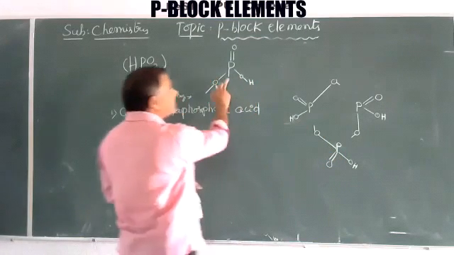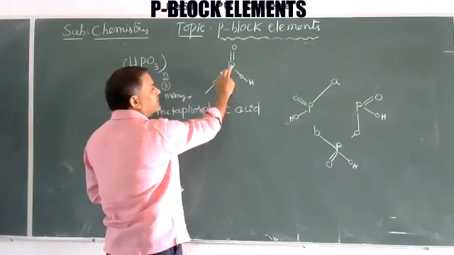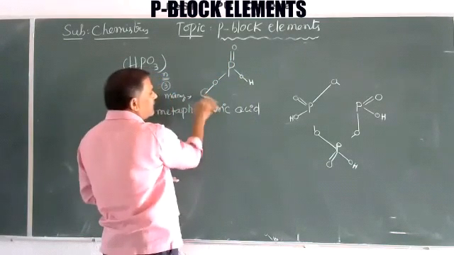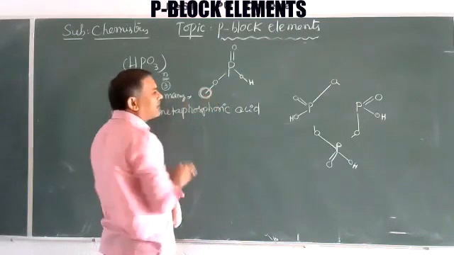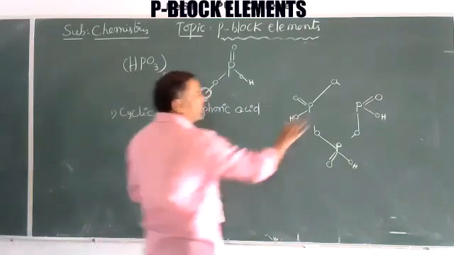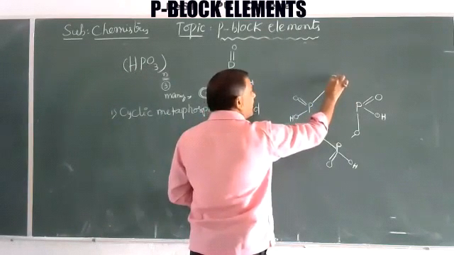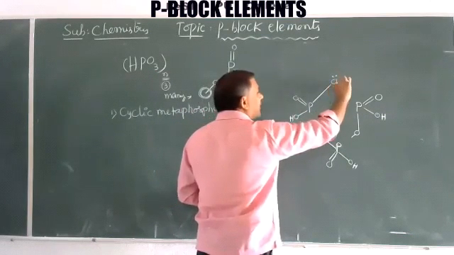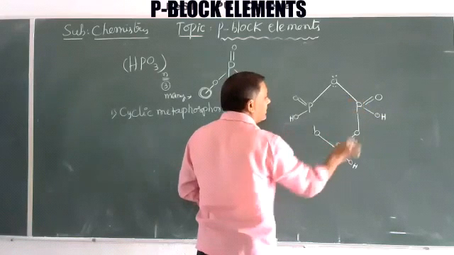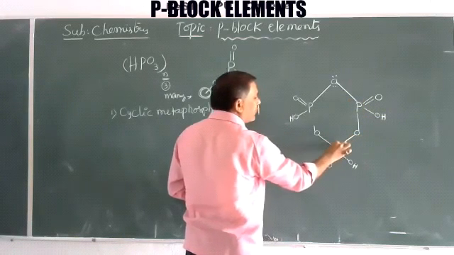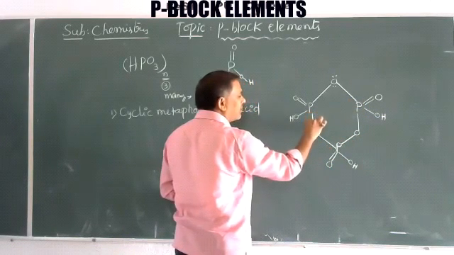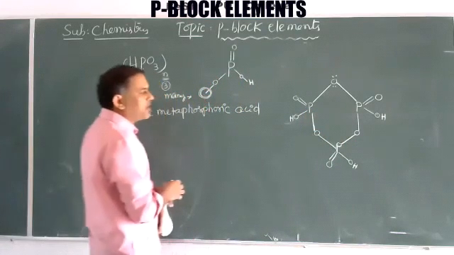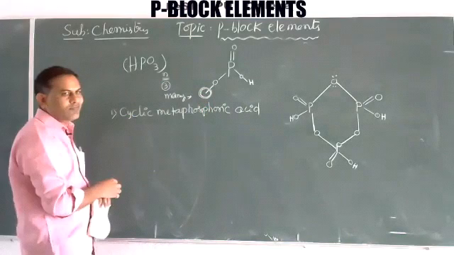See here, same model: HPO3 has phosphorus, 3 oxygen atoms and 1 hydrogen atom. So this oxygen atom is ready to connect with the other ring. Now here one electron is present on oxygen and lone pairs of electrons are there. It is connected with one metaphosphoric acid, connected with another metaphosphoric acid, and connected with another metaphosphoric acid. It forms a cyclic metaphosphoric acid. This is one structure. Okay.